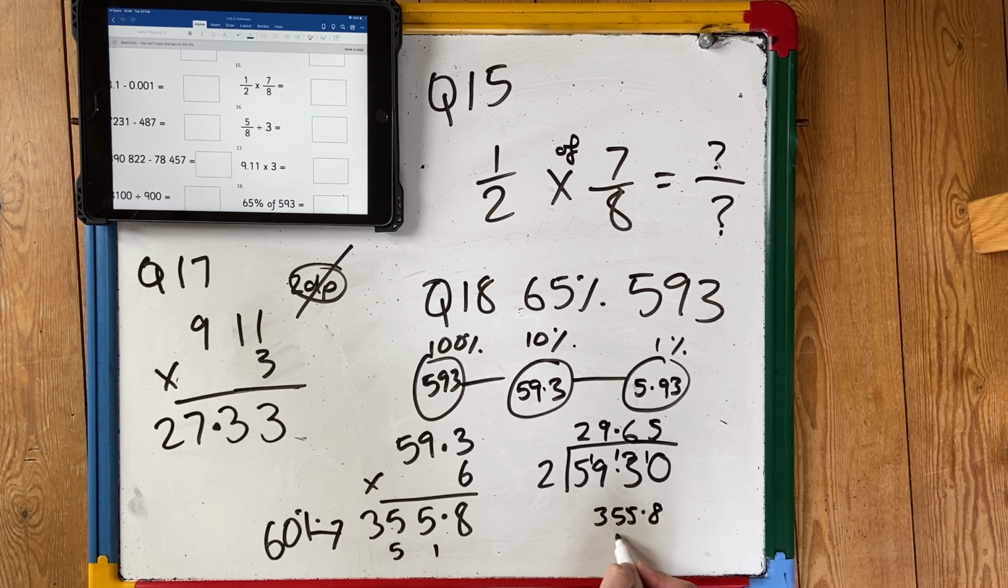Make sure your decimal points line up. So 355.8 plus 29.65, put your placeholder in, add them together, and there's your 65%. Well done everybody, great job.